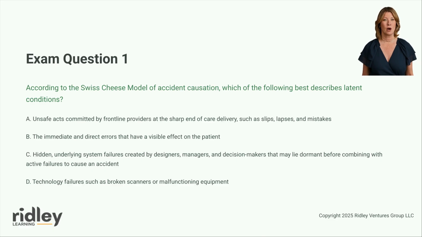Rationale: the Swiss cheese model, developed by James Reason, distinguishes between active failures and latent conditions. Active failures are the unsafe acts committed at the sharp end by frontline providers, things like slips and mistakes. Latent conditions, however, exist at the blunt end of the organization. They are the decisions made by system designers, managers, and executives that create vulnerabilities within the system. These might include choices about staffing levels, equipment purchases, or training programs.